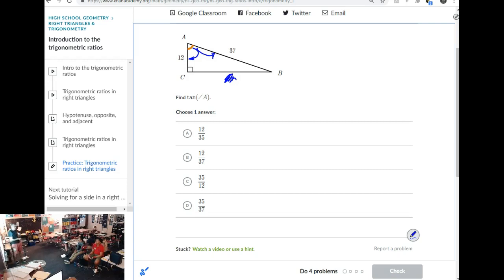So I'd be stuck using cosine for that one, but we're not there yet. You either have to know the legs to find the angle, or an angle to find one of the legs. But if we knew the angle, would it be tan of that angle?